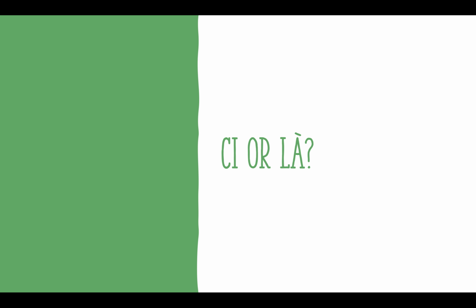Ci or là is going to help us determine if it's these or those. Okay, so normally they're followed by ci or là, the forms of celui or ceux, celle and celles. The ceci would be these here. So the ci is indicating something that's in close proximity to you, whereas the là, that one there, tends to be something that's further away from you.